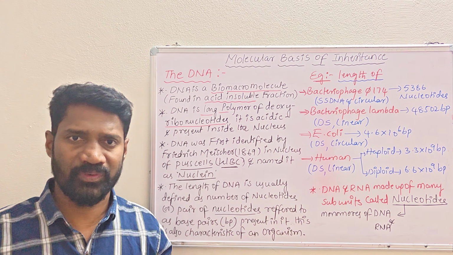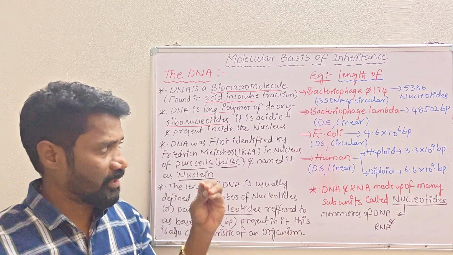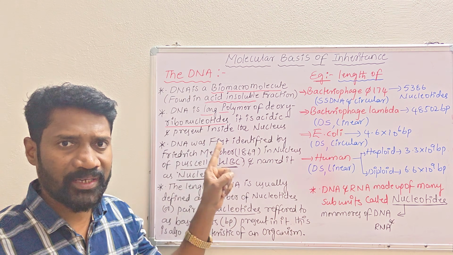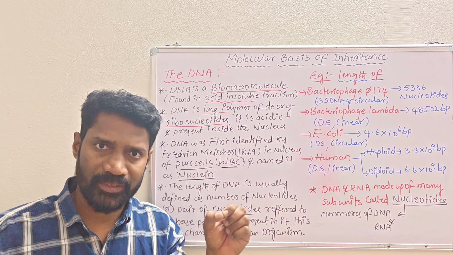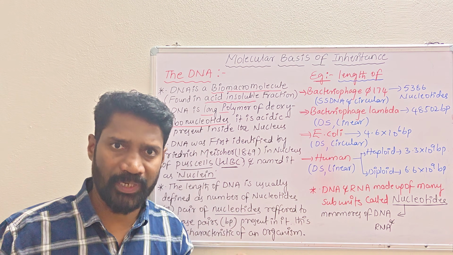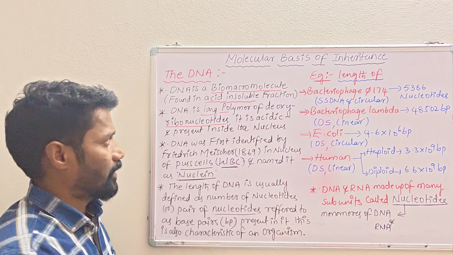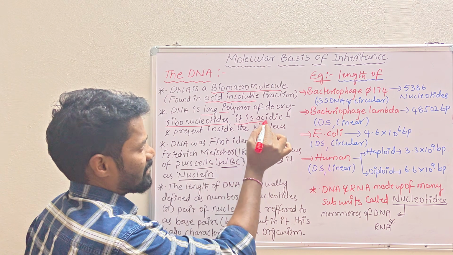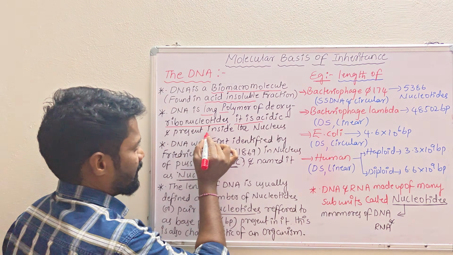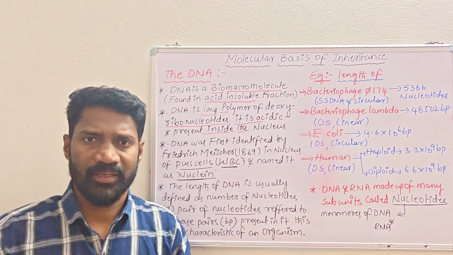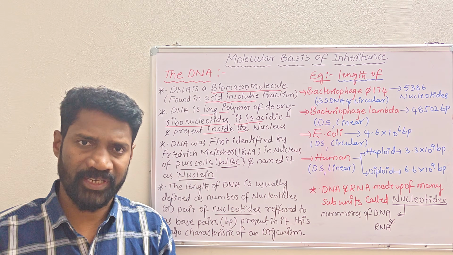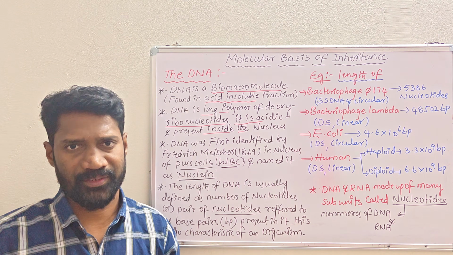About the nucleotides we will discuss in the next topic. Now what we are saying here is that every strand of DNA is made up of many nucleotides. DNA is acidic in nature and present inside the nucleus. Generally the genomic DNA is present inside the nucleus in all living organisms.